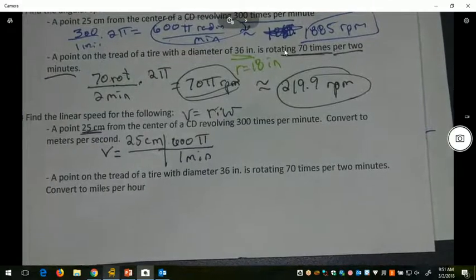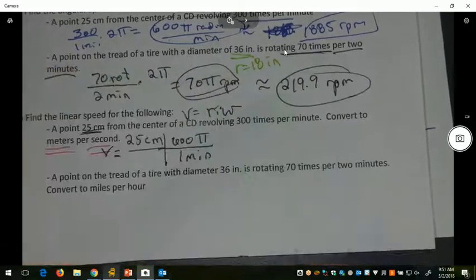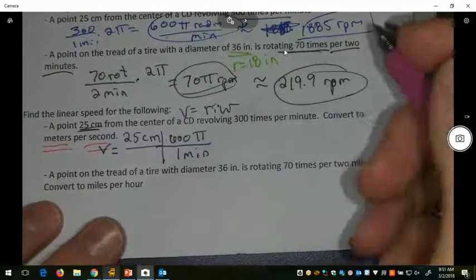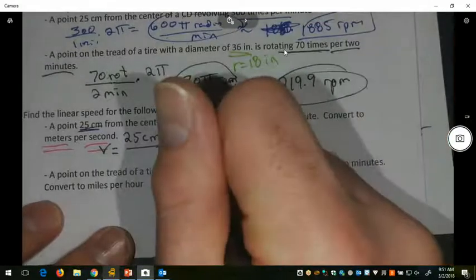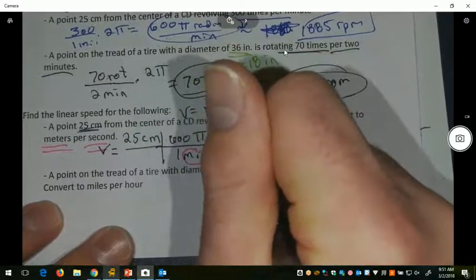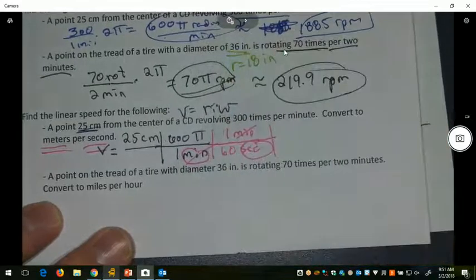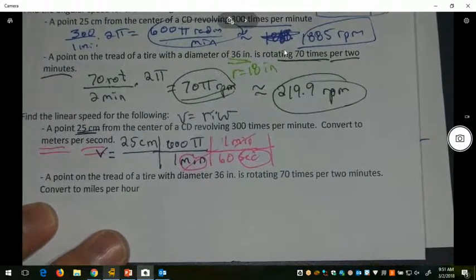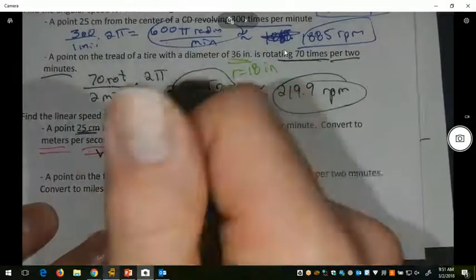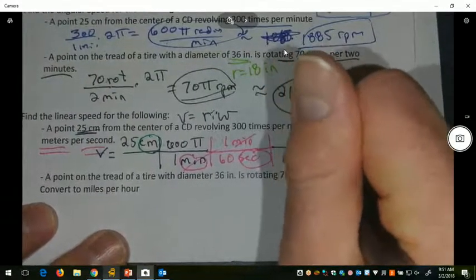But can I do just that and be done? No, because they asked us to convert it to meters per second. Which one do you want to do first, time or linear units? Time, that's fine. In 1 minute, there are 60 seconds. So now we've canceled out minutes and moved to seconds. We need to go from centimeters to meters. How many centimeters are in a meter? 100 centimeters in 1 meter.